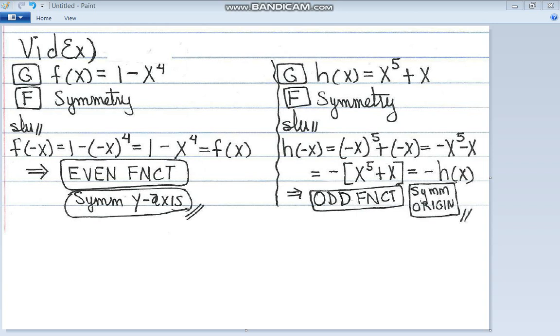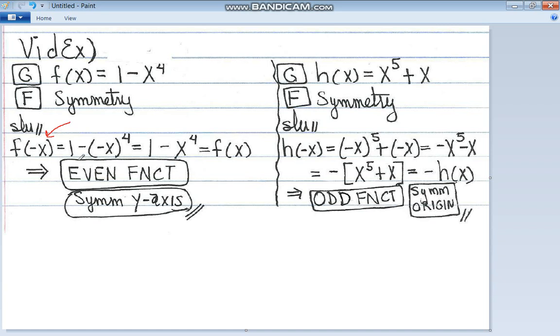In this example, we're given f of x equals 1 minus x to the fourth power, and we're asked to find symmetry. So there's two questions, one on the left side, one on the right side. Let's work on the left one. To find out whether there's any symmetry in this function, we evaluate f of negative x. That's what we're doing right over here.